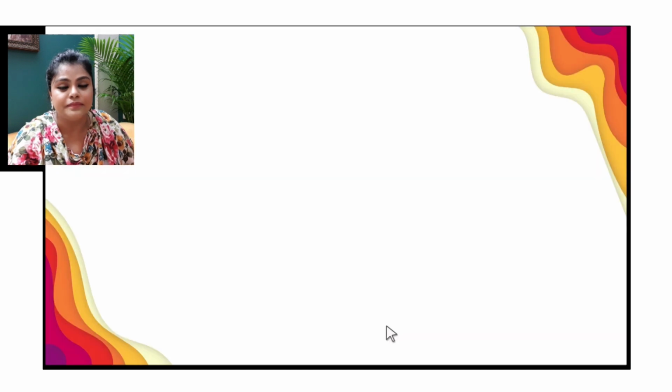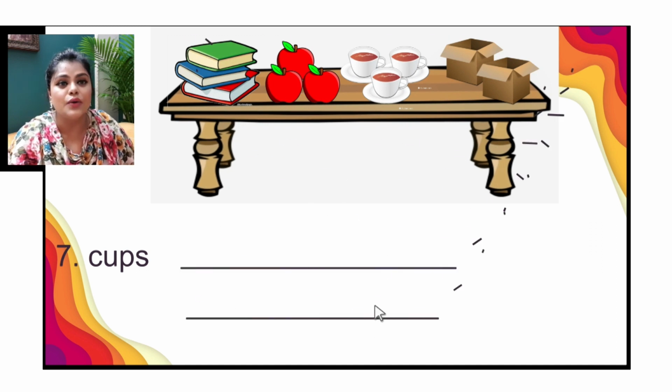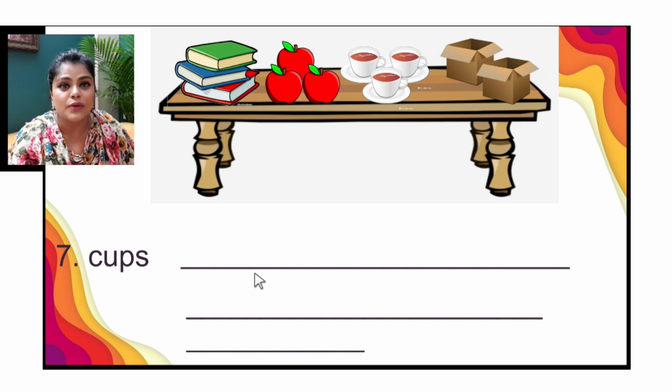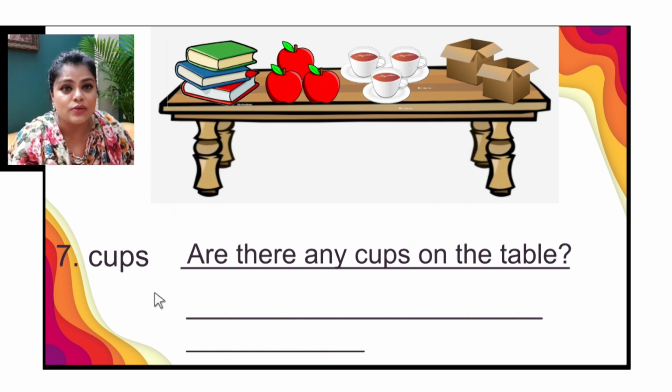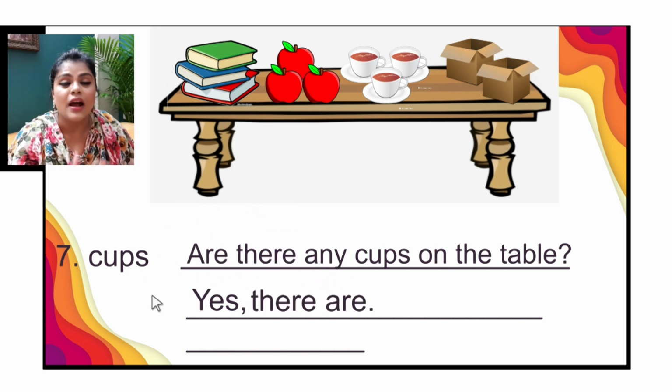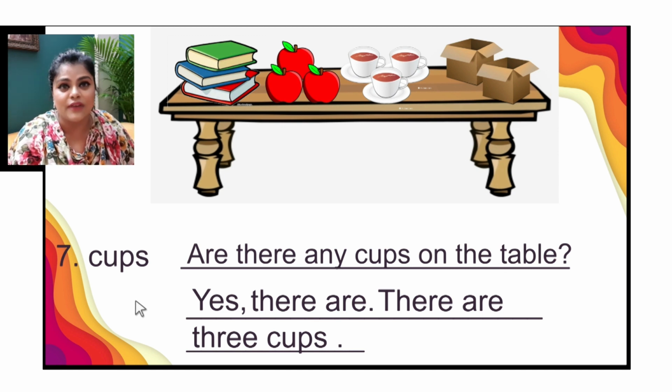Now, seventh one. Cups. Now you have to tell me the question again. Now, frame the question here. Are there any cups on the table? Okay. Now see the picture here. Can you see the cups? Yes. Yes, there are. How many cups are there? 3. There are 3 cups. Very good.